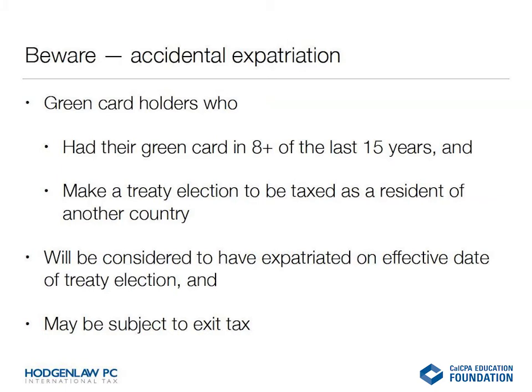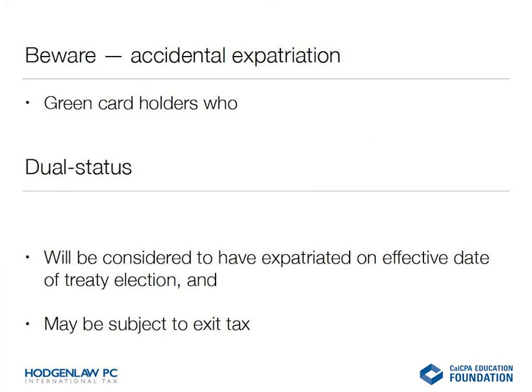Now, a lot of times, people can avoid this scenario by making treaty elections throughout the period they hold their green card to be taxed as residents of another country, because each time you do that, it counts as not one of the 8 years towards the 15-year count. But once you've hit the 8 years and then you make a treaty election, that would be considered an expatriation event. So just something, again, to be aware of. Again, I'm not advising that anyone do this or not do this, just things to consider if you're planning for one of these situations.